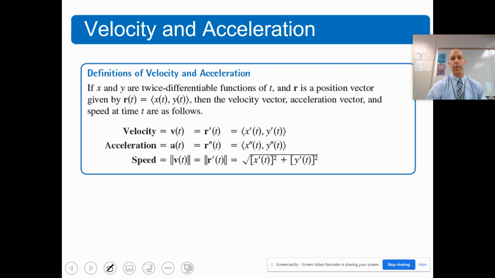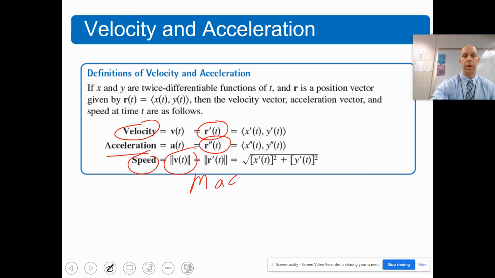Last but not least, I want to talk a little bit about particle motion. So guys, velocity is the derivative of r of t. Acceleration is the second derivative. And of course, speed is the absolute value, or if you want, the magnitude of the velocity.